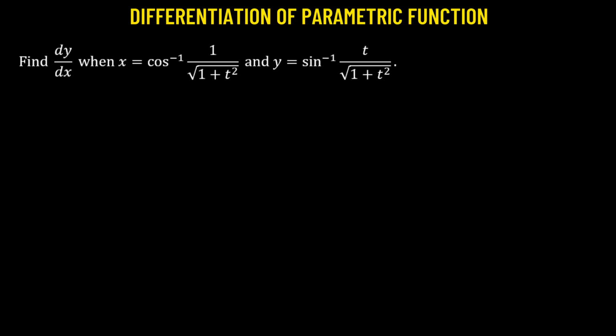We need to obtain the value of the derivative of y with respect to x whenever x and y are given in parametric form. That means x and y are both dependent on the parameter t. So let's begin with whatever we're provided with.